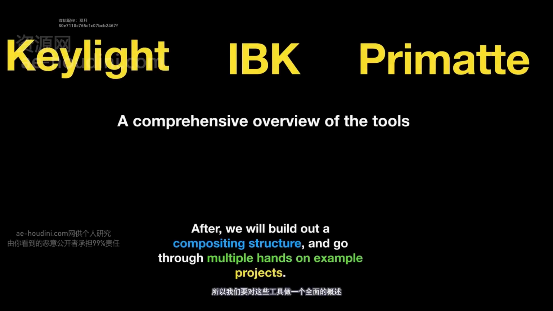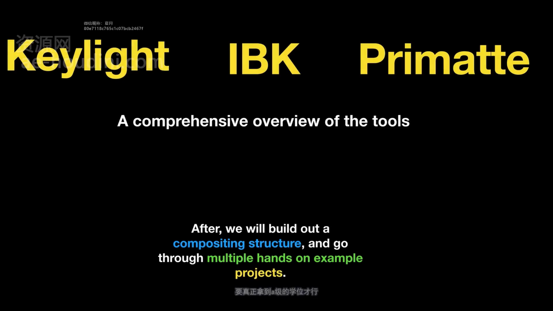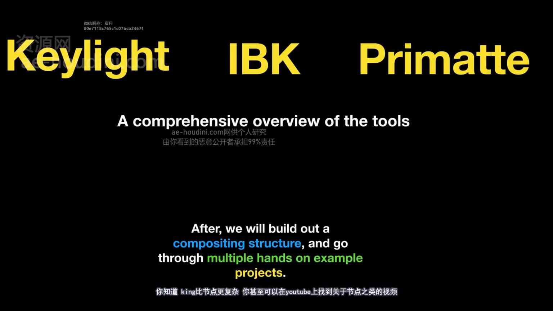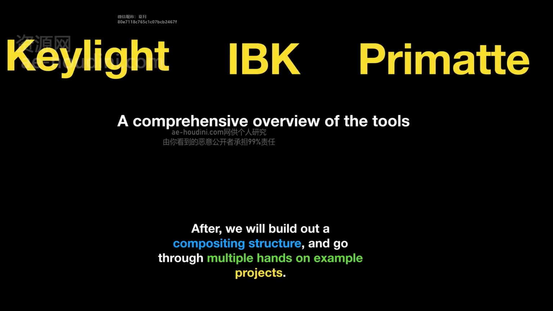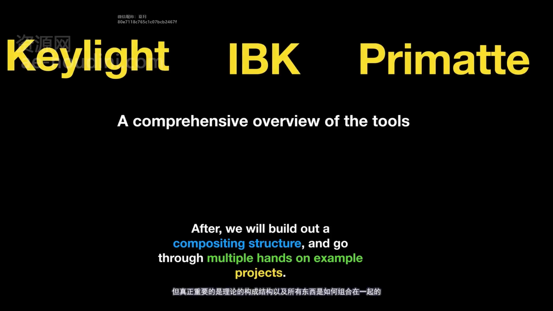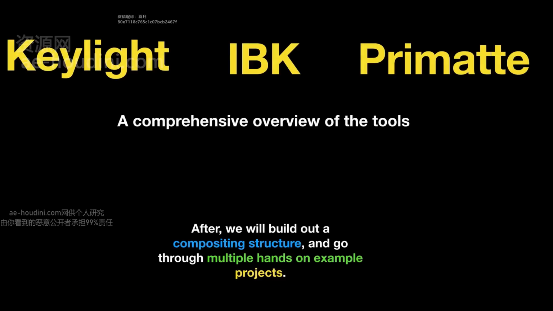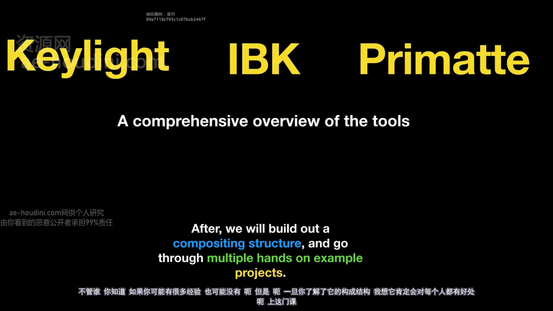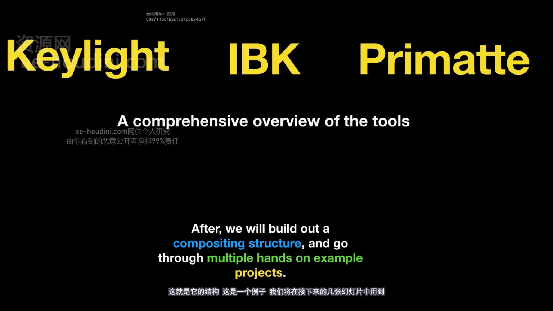So we're going to do a comprehensive overview of the tools, and after that, we're going to build out a compositing structure and go through multiple hands-on mini projects to really get a grasp of the concepts. So, keying is more complex than the nodes, and you can probably even find YouTube videos about the nodes and everything like that. But what's really important is the compositing structure and the theory and how everything builds together. So I'm going to go through the tools just so we're all on the same page. Maybe you have a little bit of experience, maybe you have none. But once you get to the compositing structure, I think it'll benefit definitely everybody taking the course. So that's how it's kind of structured.